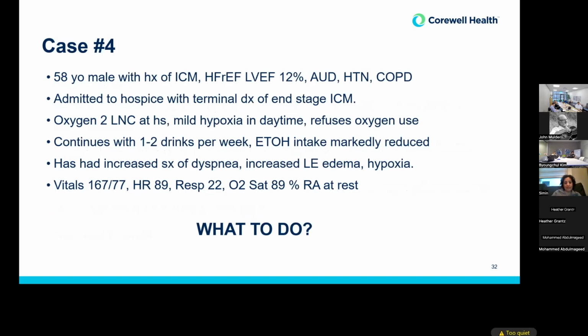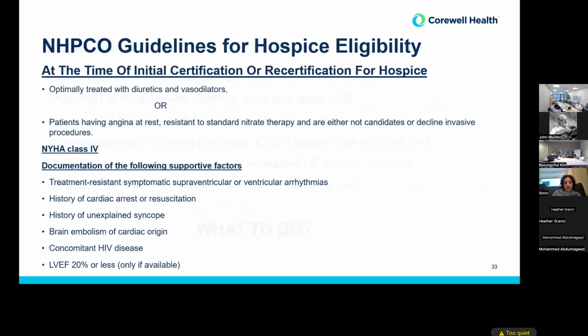I'm going to skip this case. We are coming to time. I do want to talk about the guidelines for hospice eligibility. The NHPCO guidelines talk about hospice eligibility at the time of initial certification or recertification.